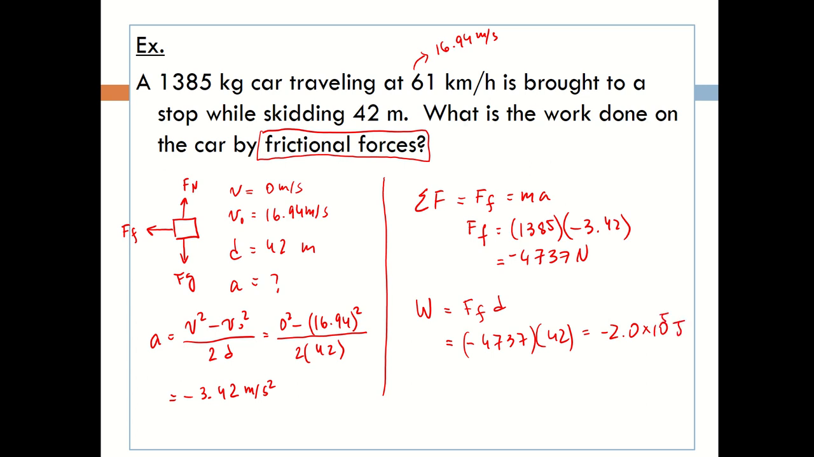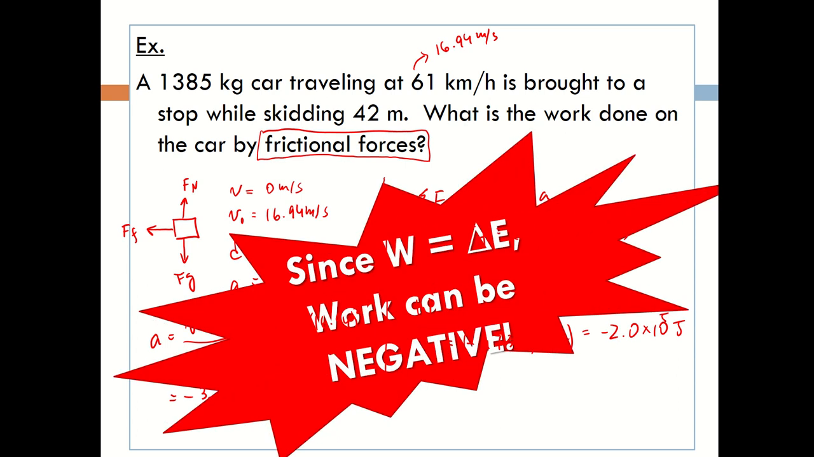Now the reason we get negative work here is because if you think about it, change in energy, we have a certain amount of energy at the beginning while the car was still going at 61 kilometers an hour, and then zero energy at the end. So we have final energy is 0, initial energy is a certain amount. So we wind up with negative work. So you can have negative work because our change in energy ends up being negative. So that's the message from this example, is that since our work is a change in energy, work can also be negative. It doesn't always have to be positive.